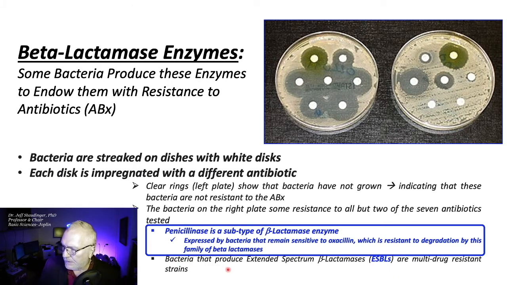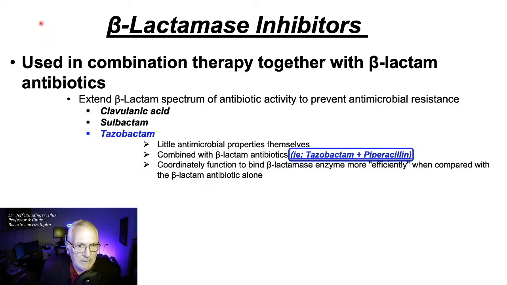There are also bacteria that produce so-called extended spectrum beta-lactamases, or ESBLs for short. These are multi-drug resistant strains of bacteria. There's a class of drugs called beta-lactamase inhibitors. They're used in combination therapy together with a beta-lactam antibiotic. One example might be tazobactam.